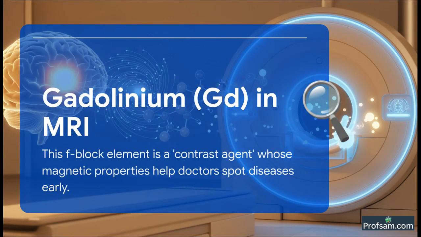When a patient goes for an MRI scan, they are often given something called a contrast agent. This agent contains the F block element gadolinium. Now, gadolinium has these unique magnetic properties. It's paramagnetic, and what this means is that it interacts with the water molecules in our body. This interaction makes certain tissues, like maybe a tumor, stand out and appear much, much brighter on the scan. This helps doctors spot problems really early. It's a truly life-saving application.